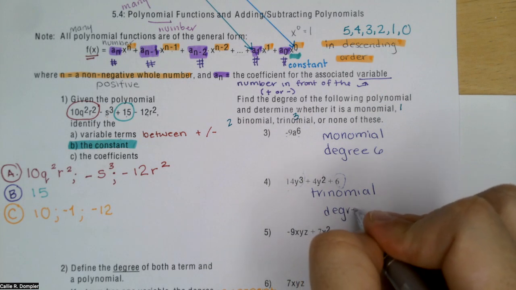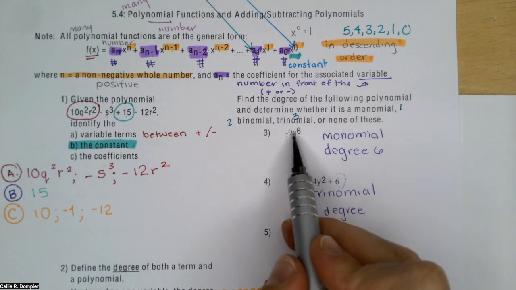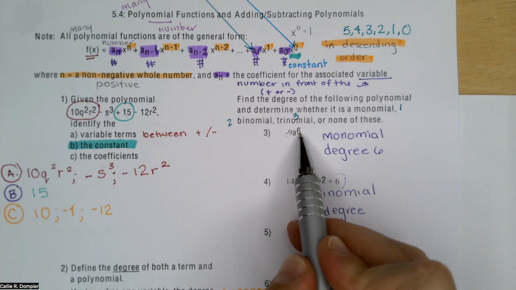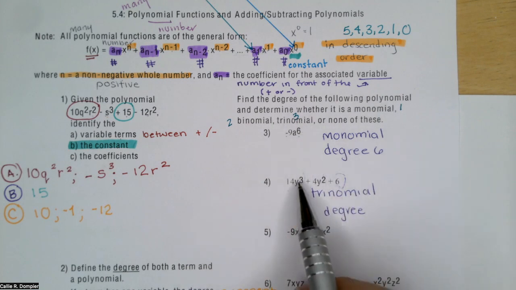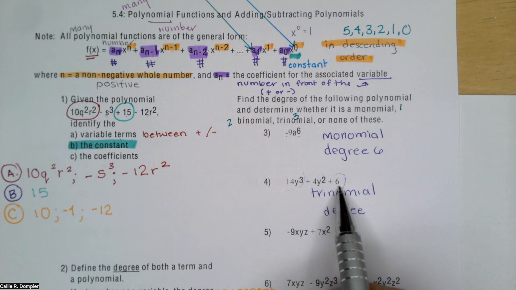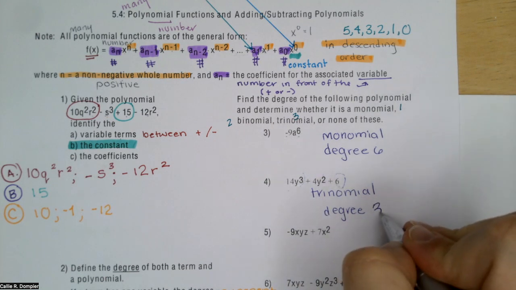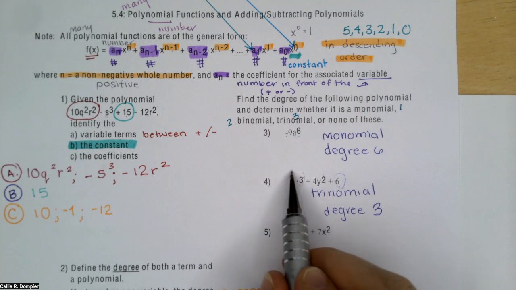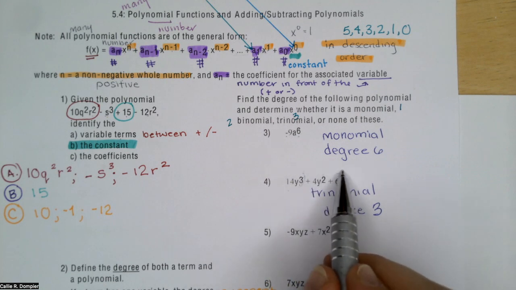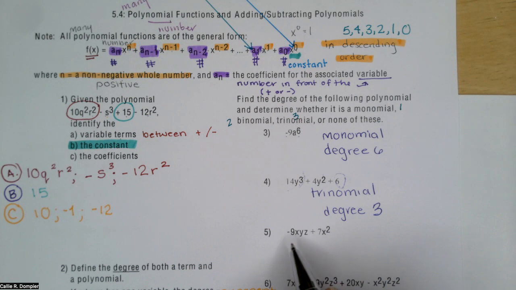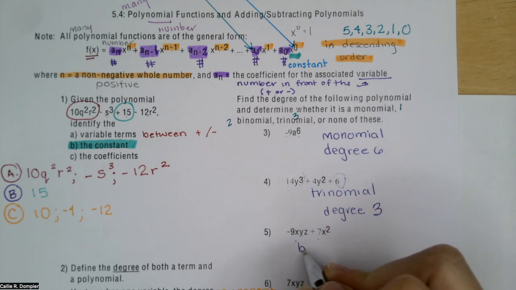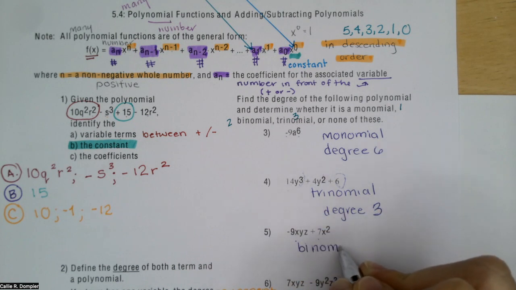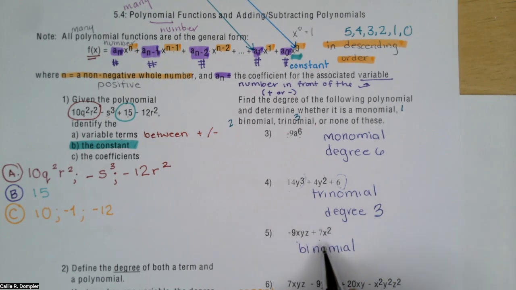Degree. This one was easy because we only had one variable and it was raised to the power of 6. Here we have a variable raised to the power of 3, variable raised to the power of 2, and a constant, right? So we take the term with the biggest variable, degree 3. Here we have 1, 2, so that's a binomial. What degree is it? This is a degree 2, because it's just one variable raised to the second power.